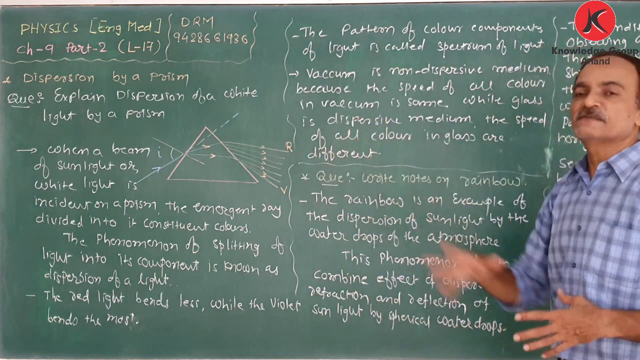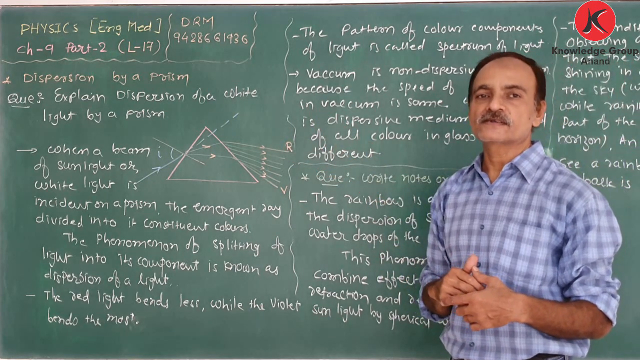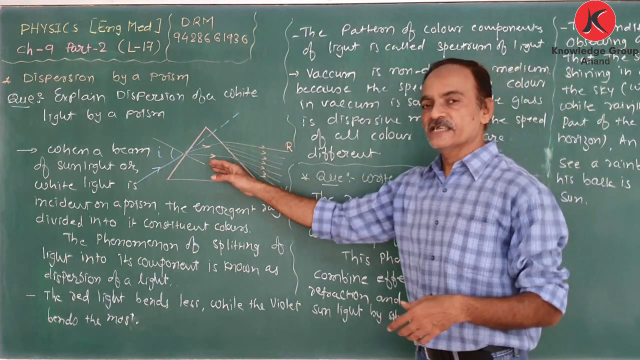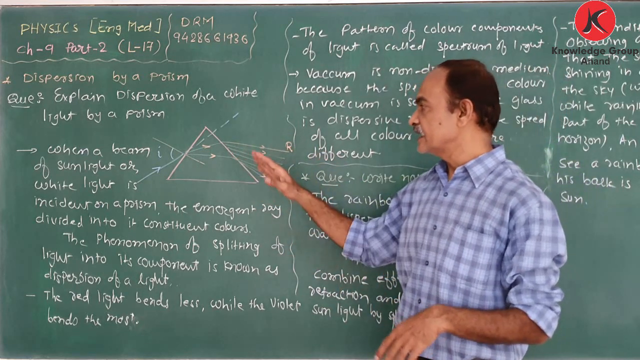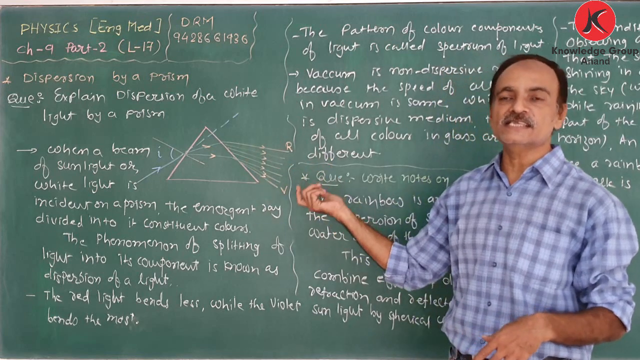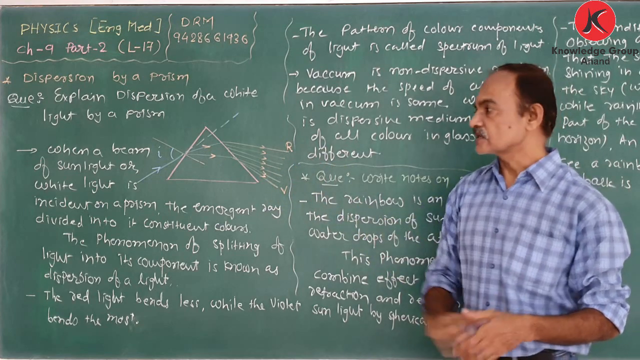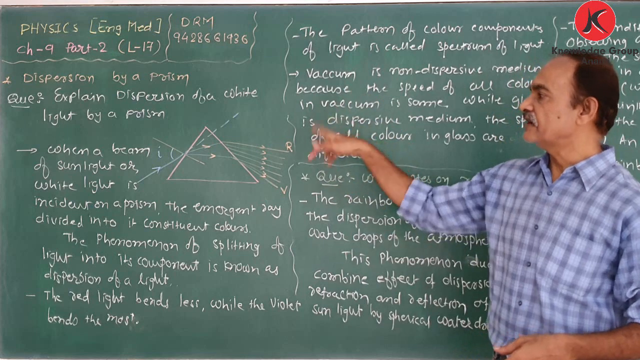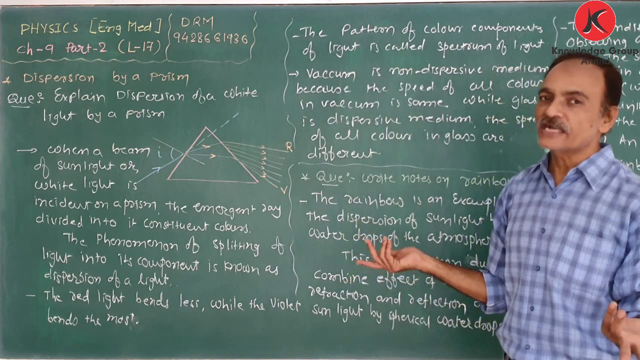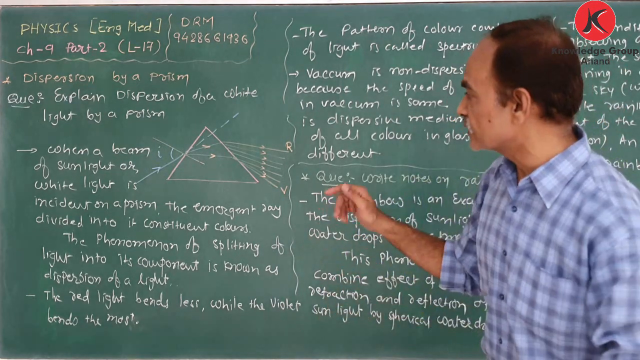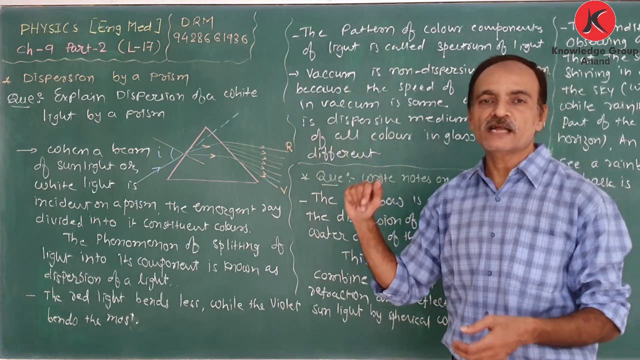While in a glass medium, the speeds of all colors are not equal, they are different. And as a result, the emergent ray through the prism, generally prisms are made from glass, does not emerge out as a single ray, but gets divided into the different colors. So glass is a dispersive medium, while vacuum is a non-dispersive medium. Clear? So sometimes the question arises in our mind why, when white light passes through a vacuum, this phenomenon does not take place, but when this white light passes through the prism, this phenomenon occurs.